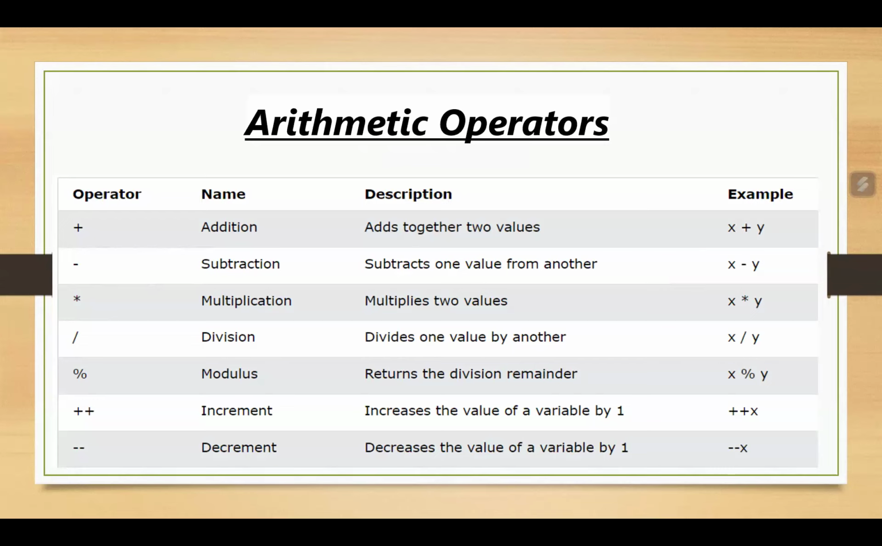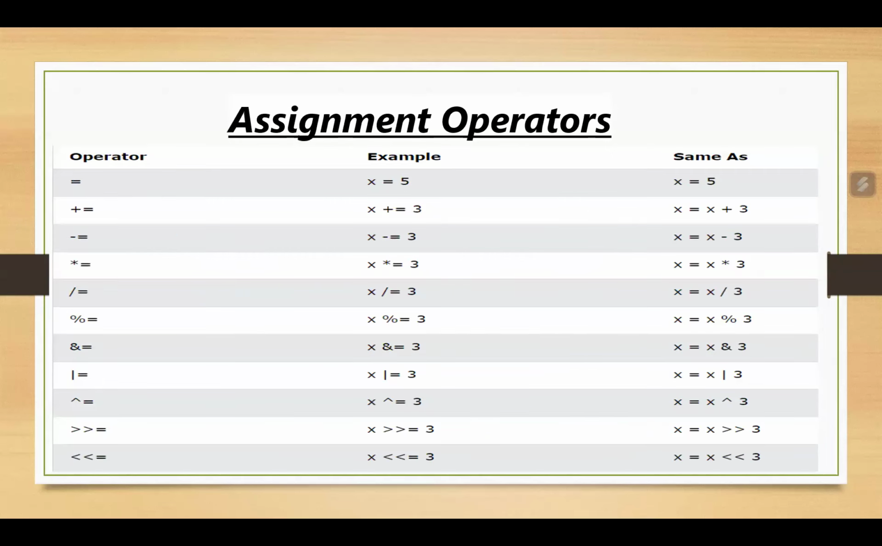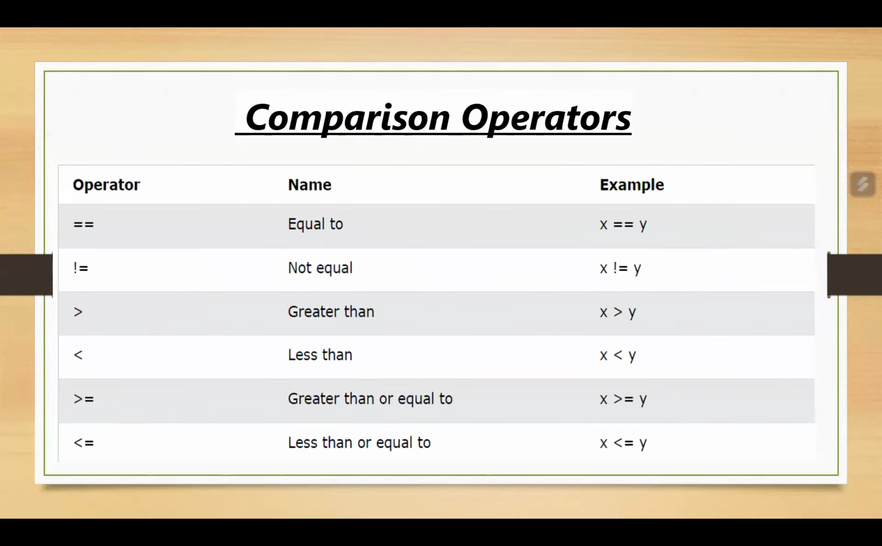Mainly, we use increment and decrement operators. Next come assignment operators, which are equal to, plus and equals, minus and equals, multiply and equals, divide and equals, like so. Here we can see some examples. x is equal to 5. x plus equals 3, which is x plus 3, like so.